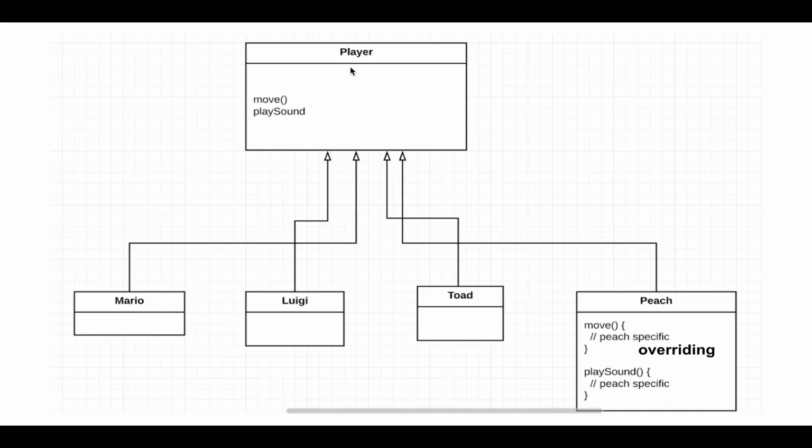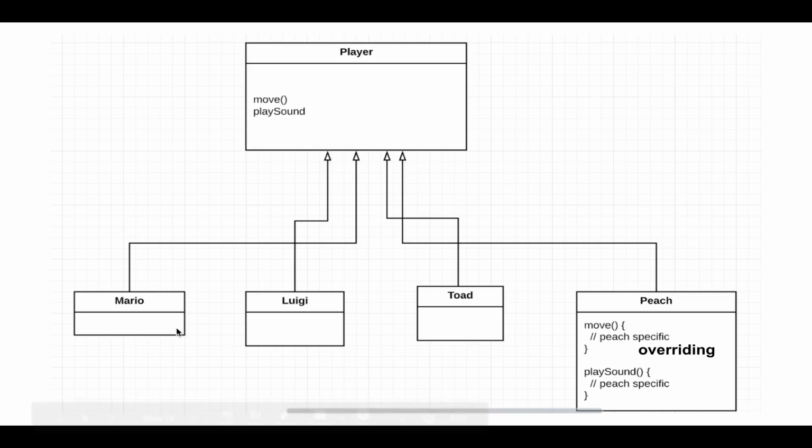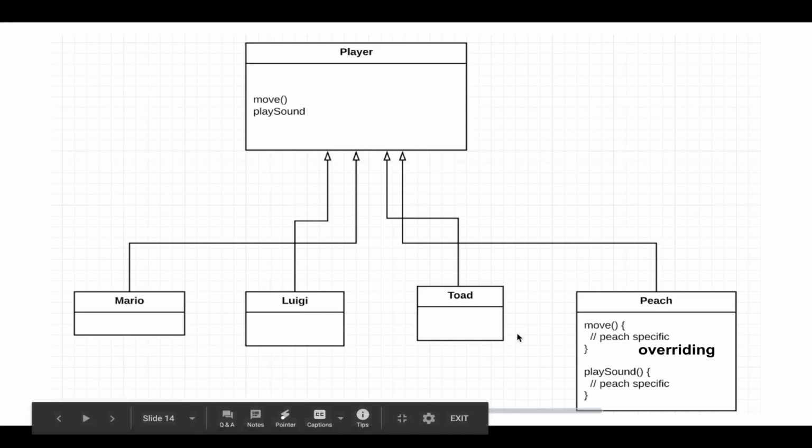And the player class has the move method and play sound method. There should be two parentheses right here. The player class has those two methods defined. And whenever a subclass inherits from a superclass, its methods get inherited. So Mario, Luigi, and Toad move and play their voice recording normally, so they don't have to re-implement those methods. But because Peach has special behavior specific to the Peach class, we can override the method, right?